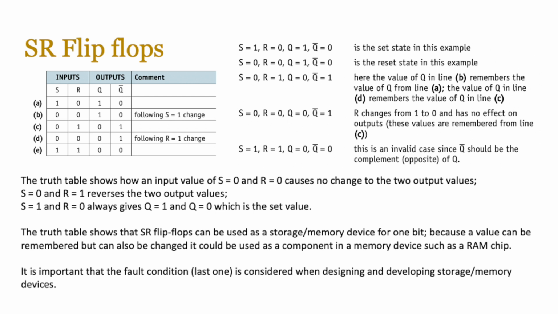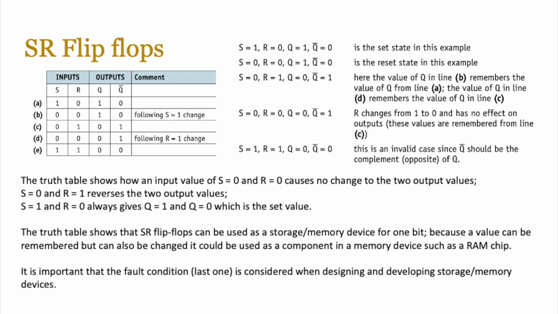Okay, so hopefully you verified that everything is how it's supposed to be. Now let's just decipher what's going on here. If you look at the very first example, A, S is 1, R is 0, Q is 1, and not Q is 0. This is called the set state. Now if we change the set state S to 0, that's known as the reset state. Both of these give you the same output.